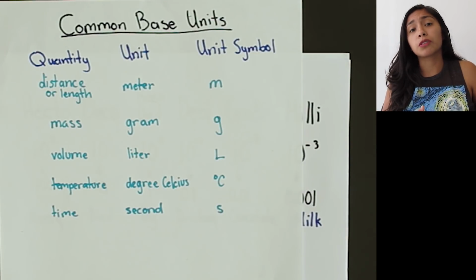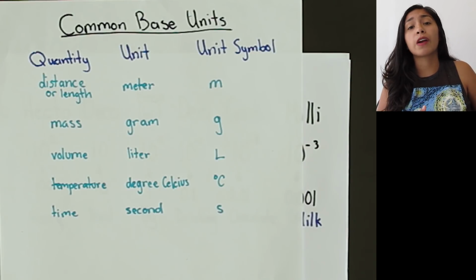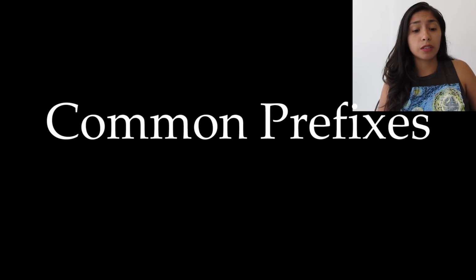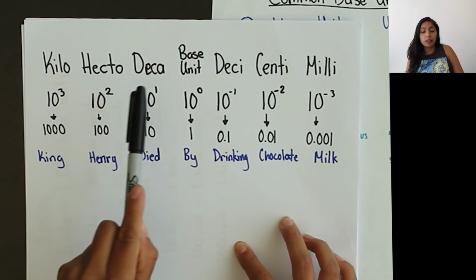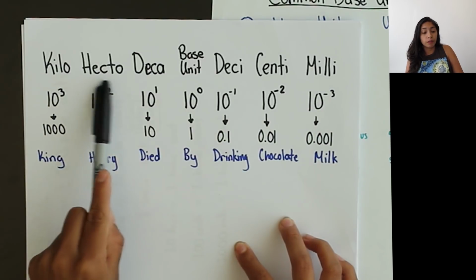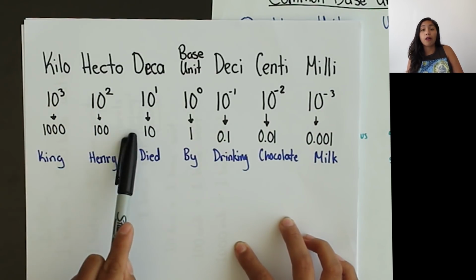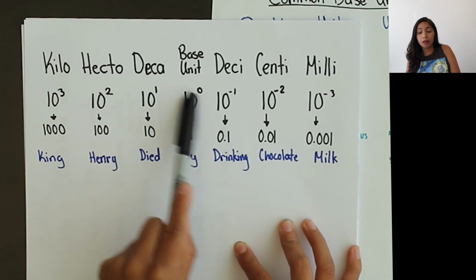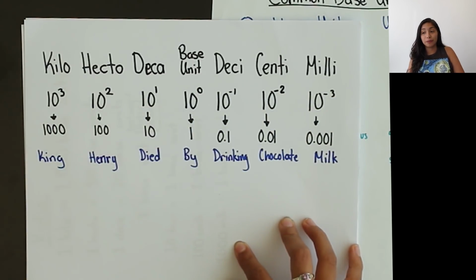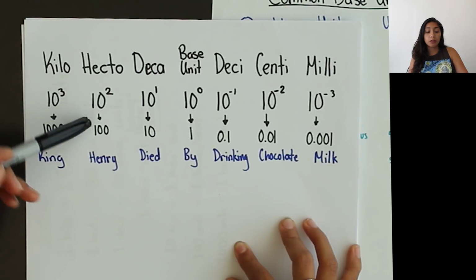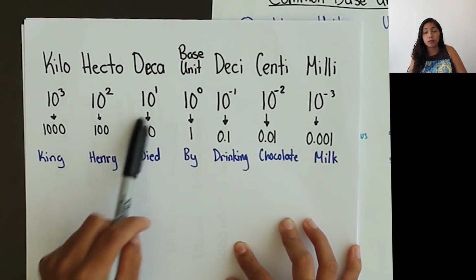Prefixes are important because they're the conversion factors. A conversion factor is a ratio which represents a relationship between 2 units. Kilo, hecto, deca, base unit, deci, centi, milli. Kilo, hecto, deca are much bigger than the base unit. Deci, centi, milli are much smaller than the base unit. The multiplying factors of kilo, hecto, and deca are 10 to the 3rd, 10 to the 2nd, and 10 to the 1.